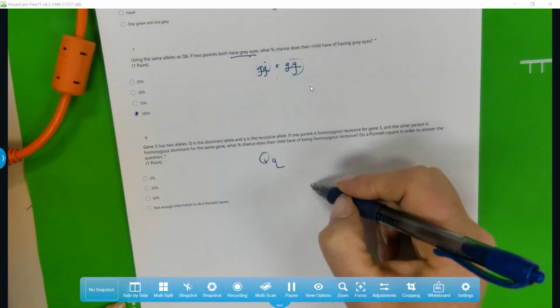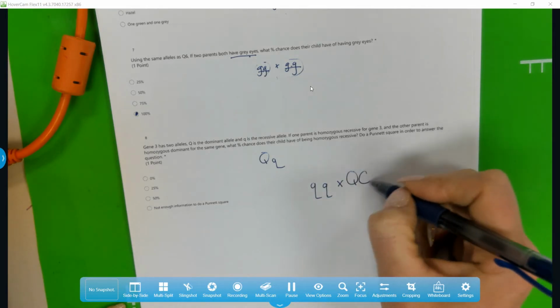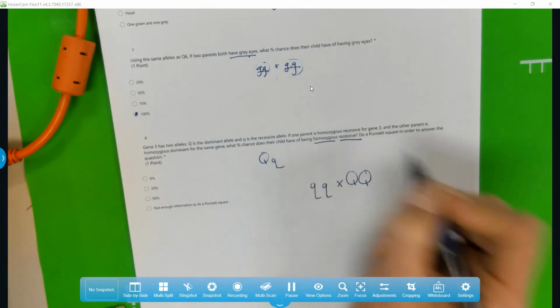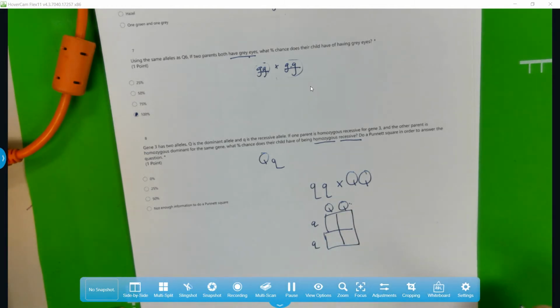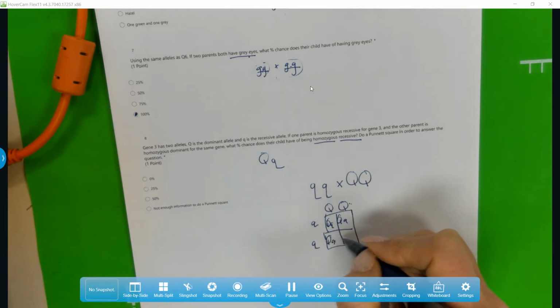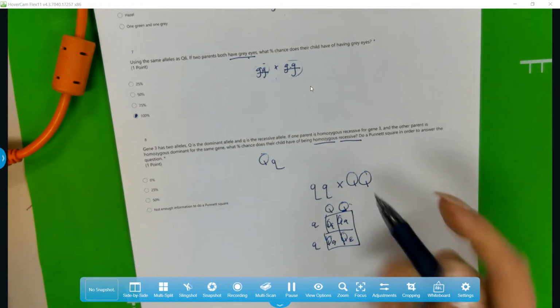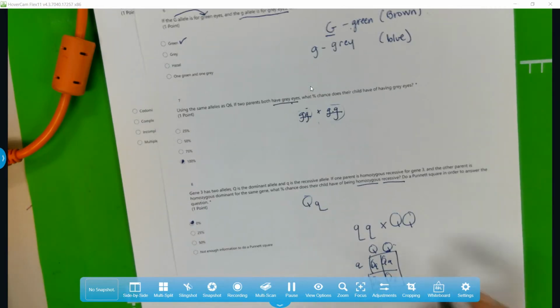If one parent is homozygous recessive, that's 2 lowercase letters, and the other parent is homozygous dominant, what % chance does their child have of being homozygous recessive? So we're going to do a Punnett square. You might just know this from thinking about it. But as soon as one of the parents is homozygous dominant, none of the children will have the recessive trait because they're all going to get the uppercase Q from the homozygous dominant parent. That's the only type of allele this parent has to give, that dominant one. So 0% chance of having the homozygous recessive genotype in the children.